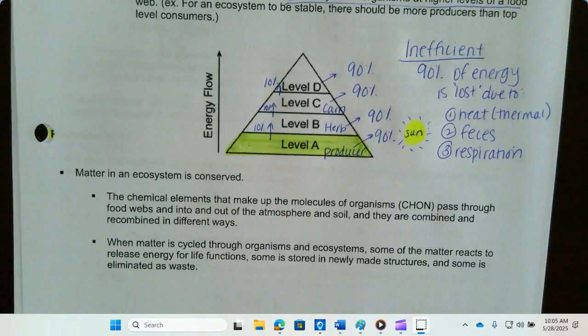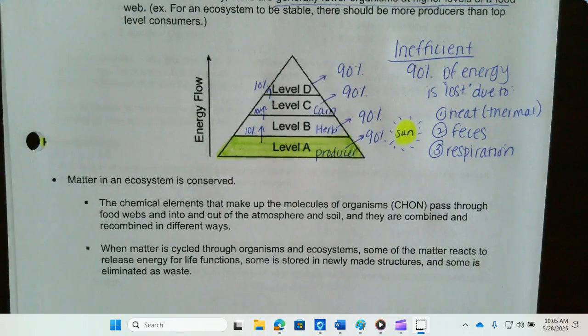The last thing we have is matter in an ecosystem is conserved. That means however many carbon atoms you start off with, that's how many carbon atoms you end with. The chemical elements that make up the molecules of organisms, CHON or HONC, I use both of them, pass through food webs and into and out of the atmosphere and soil, and they are combined and recombined in different ways. So you could eat a plant and get sugar from that plant, and then that could be changed to help you build proteins. You could eat proteins and then that could be stored as fat on your body, or it could be stored as glycogen in your liver.